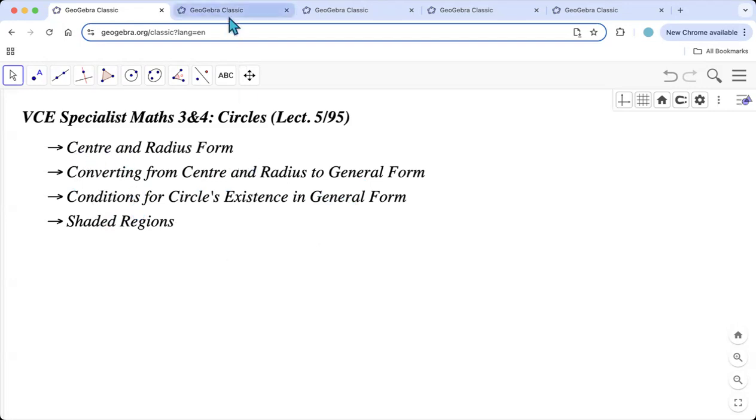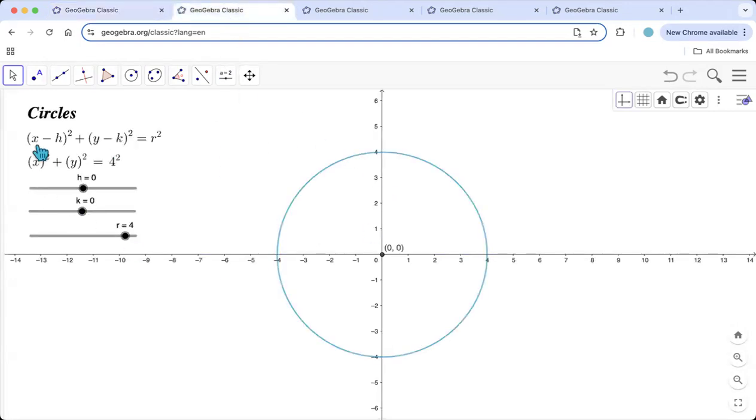So let's look at center and radius form first. Basically, this is just the form of a circle where we get given the center and the radius. We see that it says (x minus h) squared plus (y minus k) squared equals r squared. What that means is the x position of the center point is at h and the y position of the center point is at k. And r is the radius. At the moment we've got a circle centered on the origin, (0, 0), because h is 0 and k is 0. And the radius is 4, as you can see.